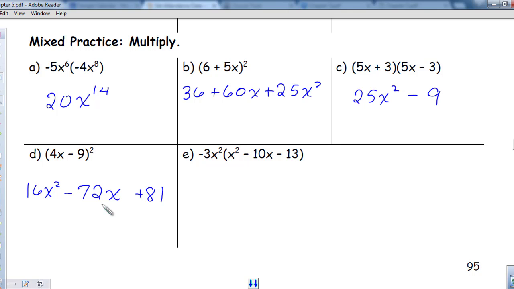And then finally here, I need to distribute negative 3x squared to each term in this trinomial. So we get negative 3x to the fourth plus 30x cubed, I'm sorry, 30x cubed, right? And then plus what? 39x squared. Very good. Okay, questions about that? Okay, very good.